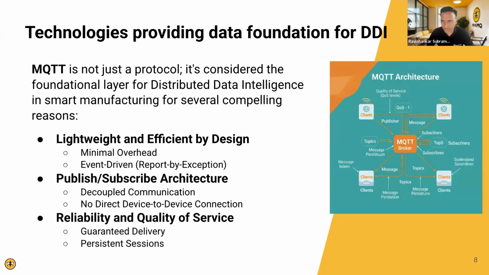Looking at some of the technologies that enable distributed data intelligence, the first one is an MQTT broker. Just by way of quick introduction for those who don't know MQTT, it's an open source messaging protocol that started in the late 90s, and it started for oil and gas. It was created by two gentlemen from IBM, Andy Stanford-Clark and Arlen Nipper, specifically for Phillips 66, which is an oil and gas company.